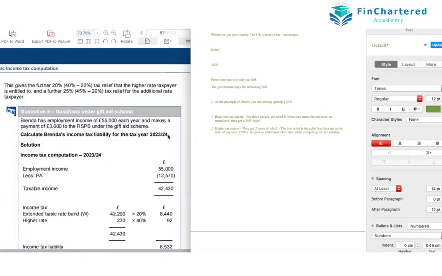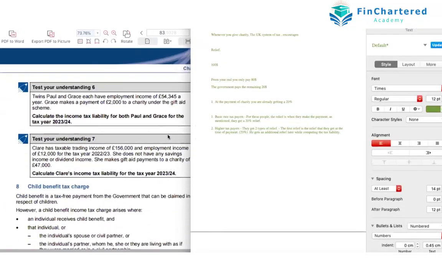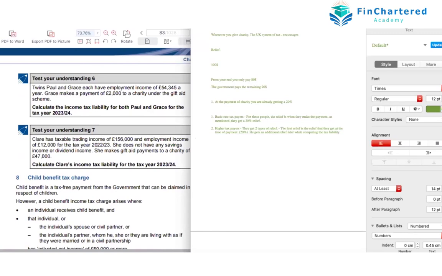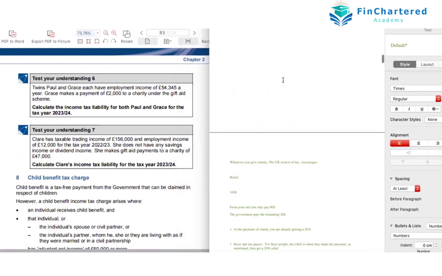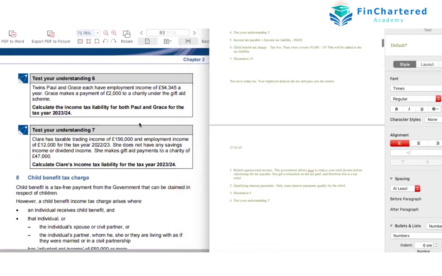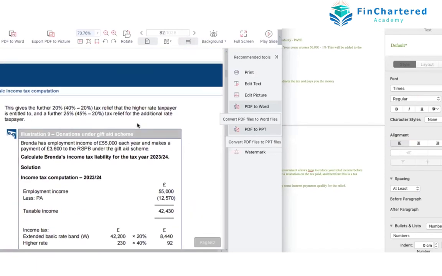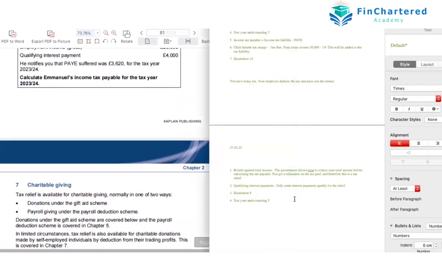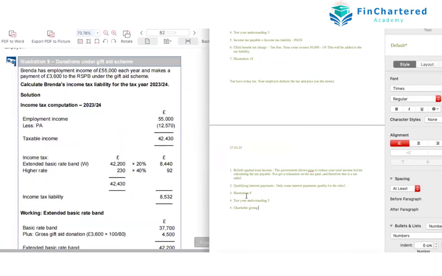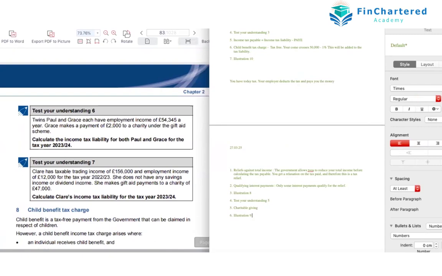So this part is over. Now we're going to look at test your understanding 6. We've looked at test your understanding 5, we've looked at charitable giving, we've looked at illustration 9. Now we're looking at test your understanding 6.